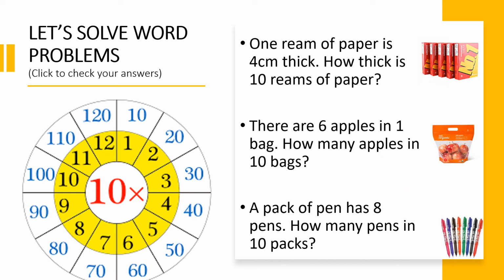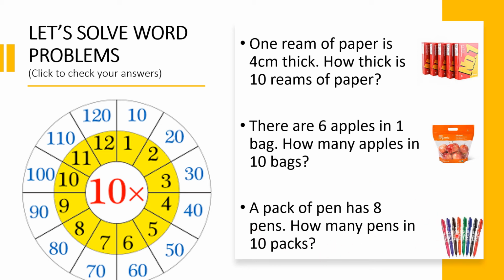Can you think of the answer? Okay, this is a pack of pens. It has 8 pens in it. It's a pack and it's got 8 pens in it. So let's assume that we had these 8 pens in 10 different places, 10 packs of pens. How many pens will we have all together?